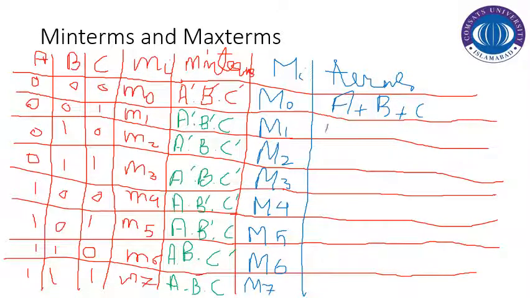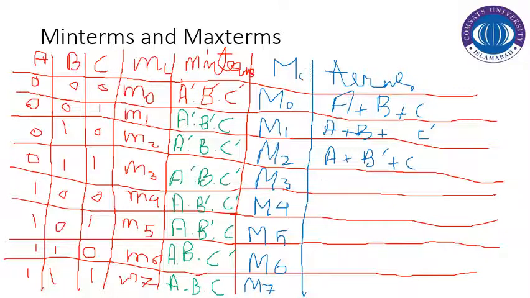For the next term, that is A plus B plus, now since we have to contribute 0 to the output, what we have to do is invert this C in order to produce 0, so that is equal to C prime. So what we are doing in min terms, we are doing totally opposite in the max terms. The next max term is A plus B prime plus C.